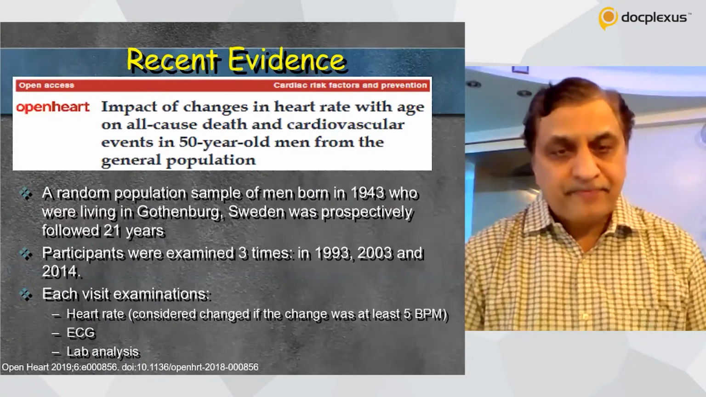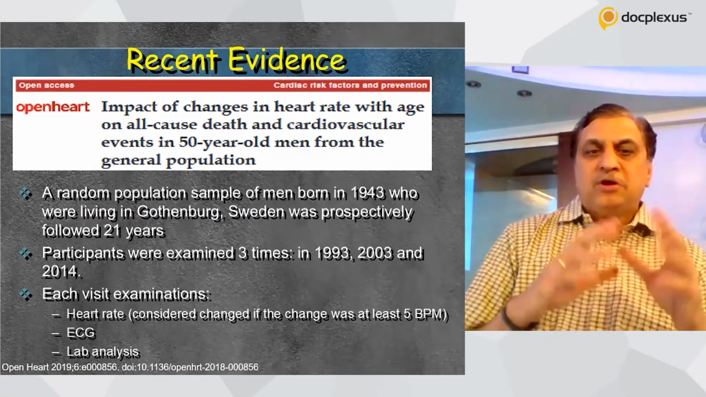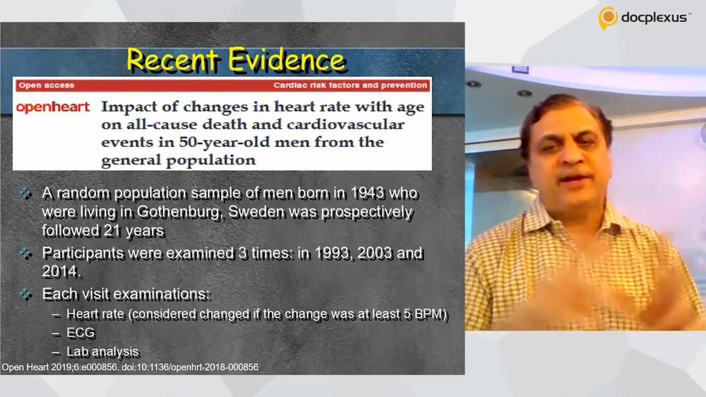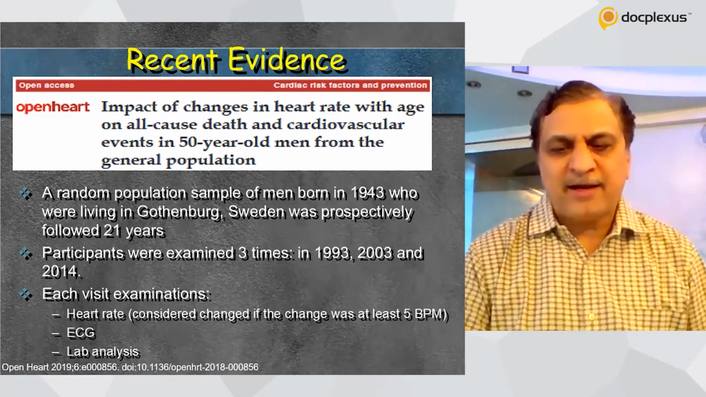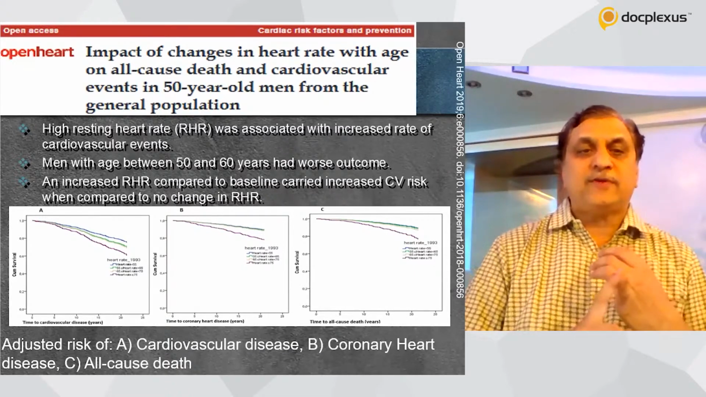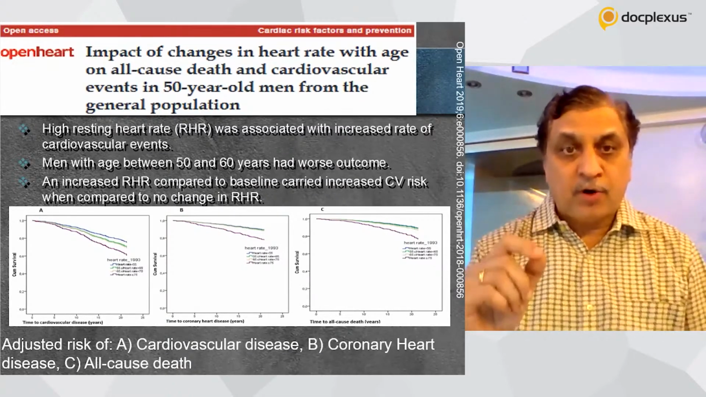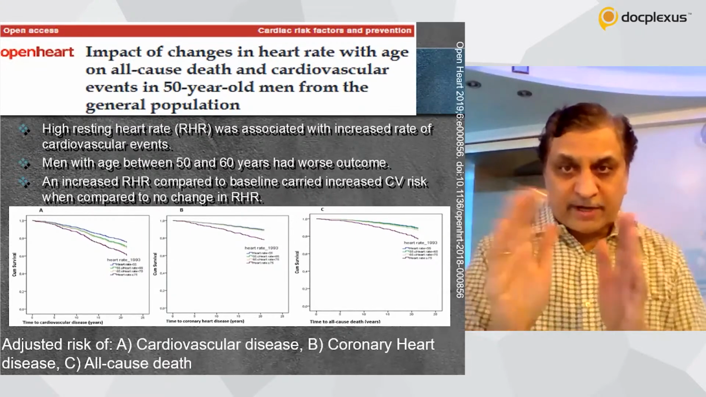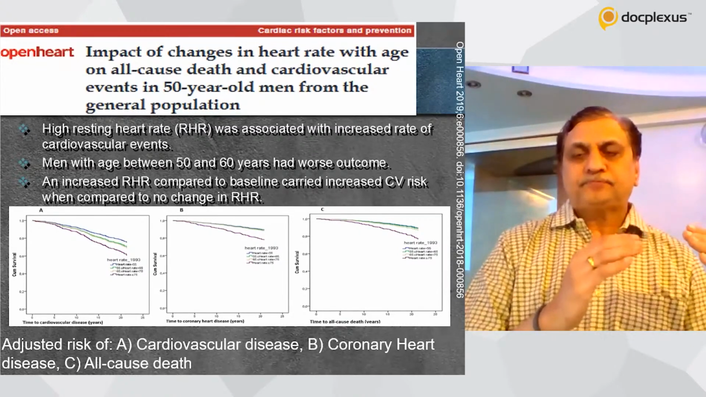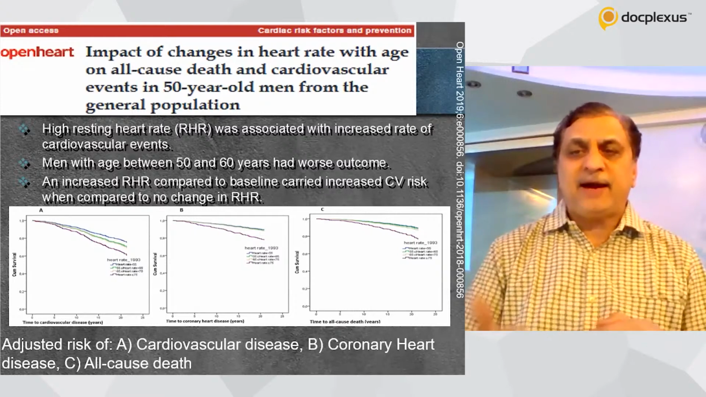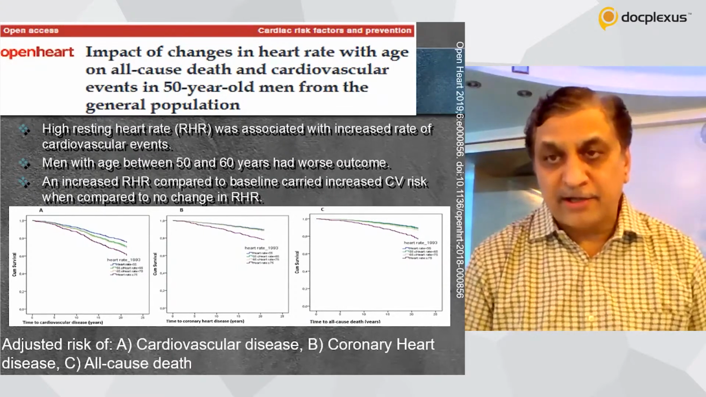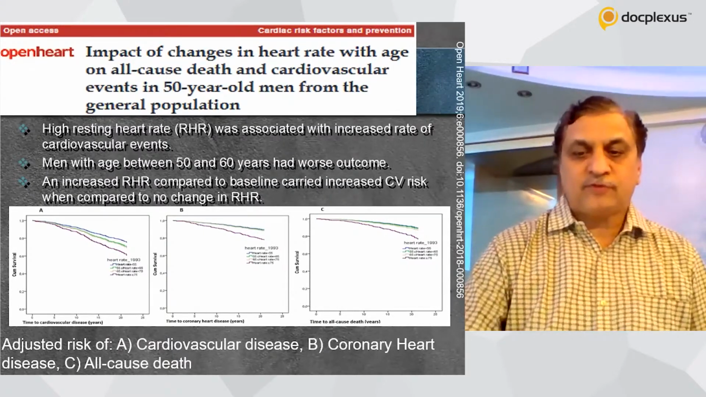Number two, this was an interesting study where they followed up almost thousands of patients in Sweden for 21 years. And they actually examined them 3 times in 21 years. Okay. And they looked at their heart rate, ECG, and lab analysis. And they found that higher the resting heart rate was associated with higher cardiovascular events, number one. Number two, this was worse when you are between 50 and 60 years, had the worst outcomes. And more important, if compared to baseline, say 10 years ago, if my heart rate is 65, after 10 years later, my heart rate is 75 or 85, that prognosis was worse. So as you aged also, if your heart rate increased, that was not good. Okay. So this was for general mortality.